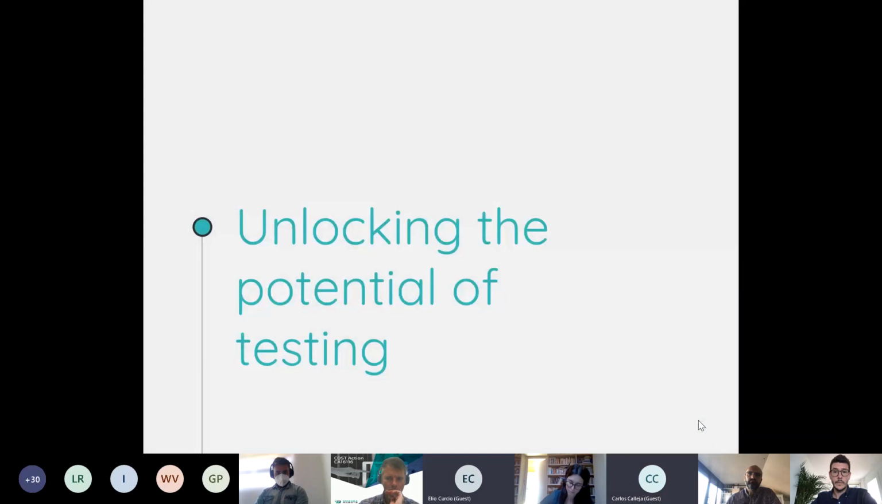So, when it comes to unlocking the potential of testing, now it's time to talk about the potential of experimentation. Yeah, sorry, because I cannot see the slides at the same time.